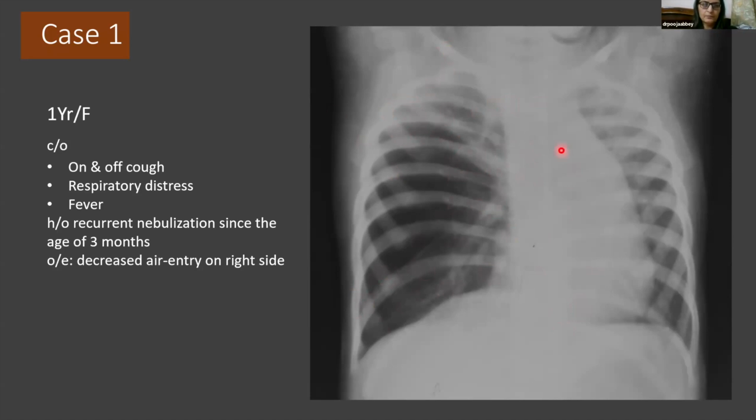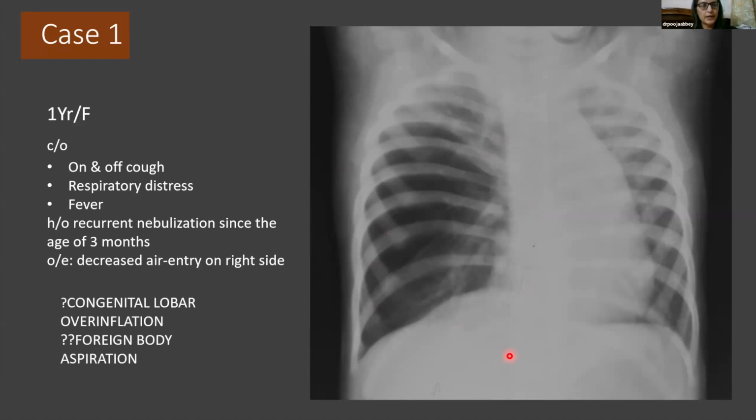And so in children, when we look at this kind of a pathology, a couple of things that spring to your mind, or that should spring to our mind. One is congenital lobar overinflation, because this looks like overinflation of a part of the lung. That's what happens in congenital lobar overinflation. And so that was one possibility that was thought of.